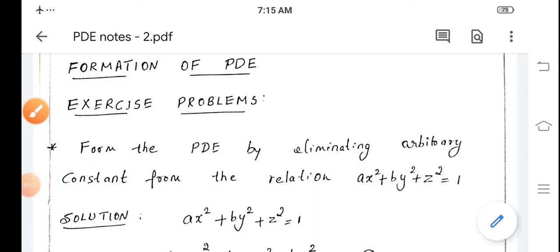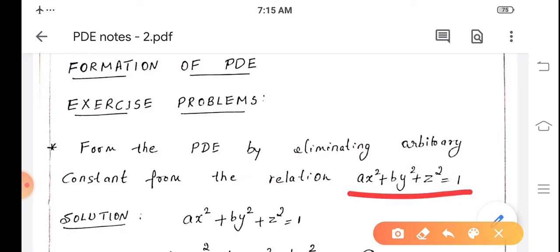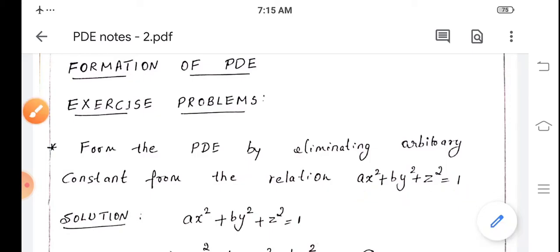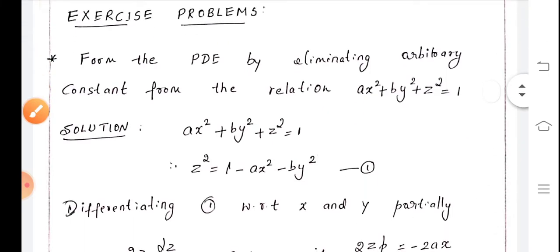Hello students, today we shall work out problems on formation of partial differential equations. The given problem is: form the partial differential equation by eliminating arbitrary constants from the relation ax square plus by square plus z square equal to 1. To eliminate arbitrary constants a and b, we differentiate the given relation partially with respect to x and y.